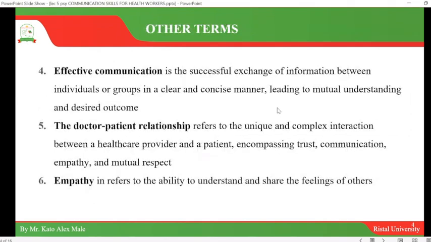And then other terms, we have effective communication: successful exchange of information between individuals or groups in a clear and concise manner, leading to mutual understanding. Effective communication is actually the goal of communication. Any communication must be effective. We are going to see how you ensure that.